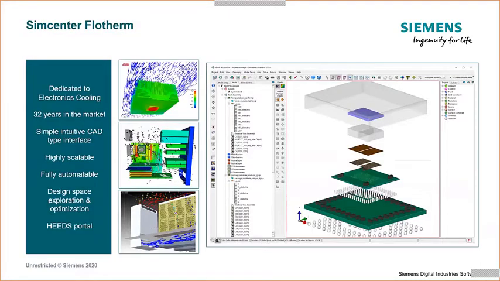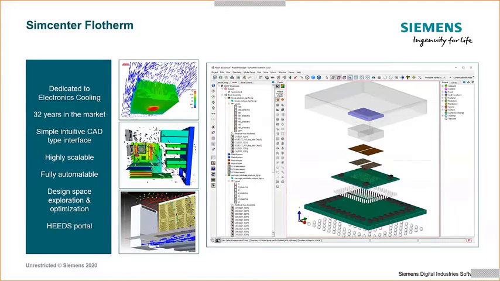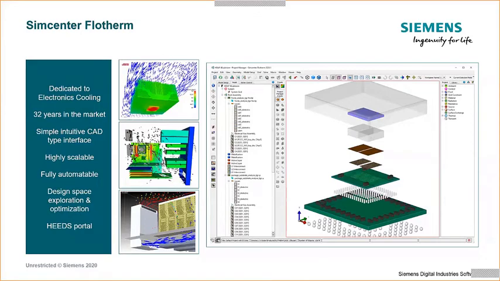Okay, for the final part, again, let me introduce another couple of Simcenter products. First of all, Simcenter Flowtherm. Simcenter Flowtherm is very much the sister product to Simcenter Flowtherm XT. Like Flowtherm XT, Simcenter Flowtherm is dedicated to electronics cooling. It is 32 years in the market, very well established in terms of being used by thermal design engineers. It has a simple, intuitive CAD-like interface. It's highly scalable in terms of the complexity of the electronic assemblies that can be considered. And then most importantly, I think for this demonstration, it is fully automatable. And we'll come back to that.